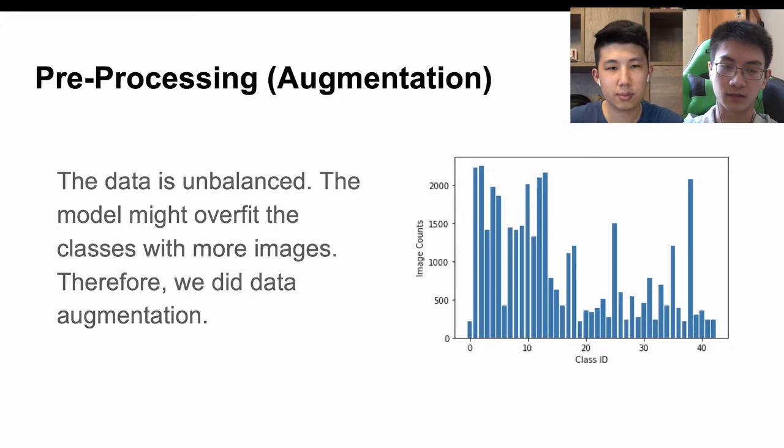Then we do some data augmentation. As you can see from the right hand side graph, there are different image counts for different class. So the data is unbalanced. The model might overfit the classes with more data. Therefore, we did some data augmentation.